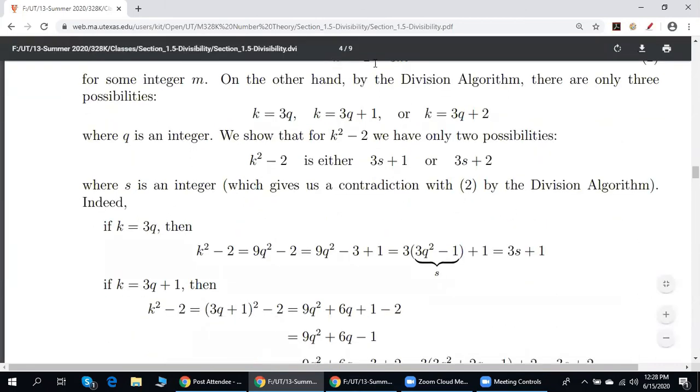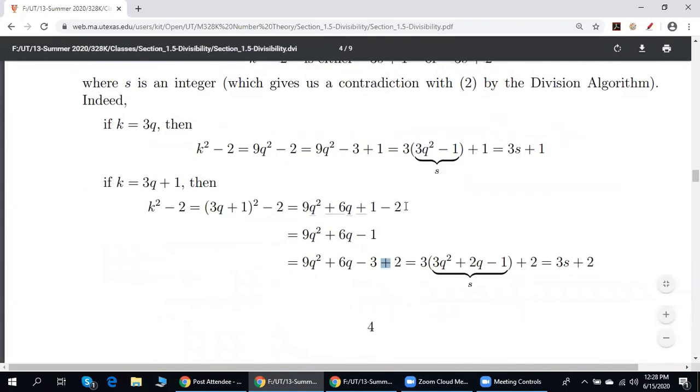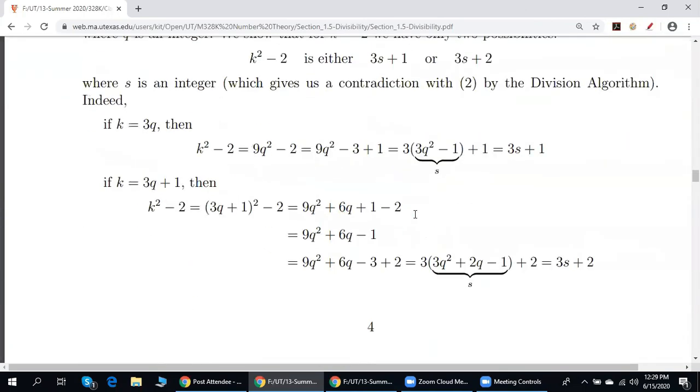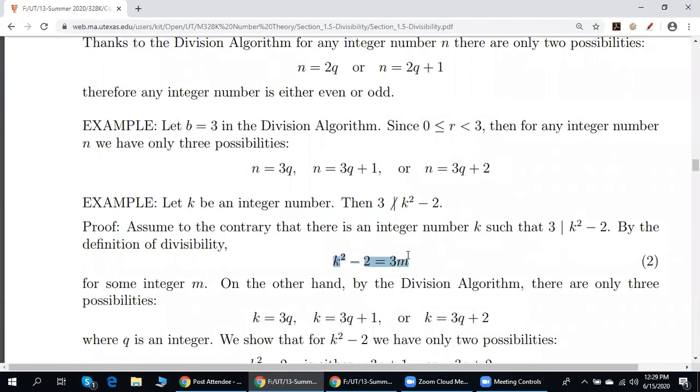Similarly, if over here we replace k by 3q plus 1, we jump from here to here, we expand parentheses, plus 1 minus 2 is negative 1, negative 1 is negative 3 plus 2, factor out 3, denote this by s. Conclusion: if k is of the form 3q plus 1, this is of the form 3s plus 2, so the remainder is 2, which is again not equal to 0. Conclusion: if k is 3q plus 1, this is impossible again.